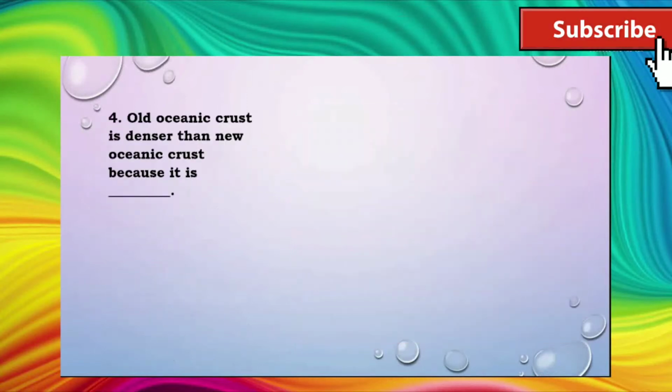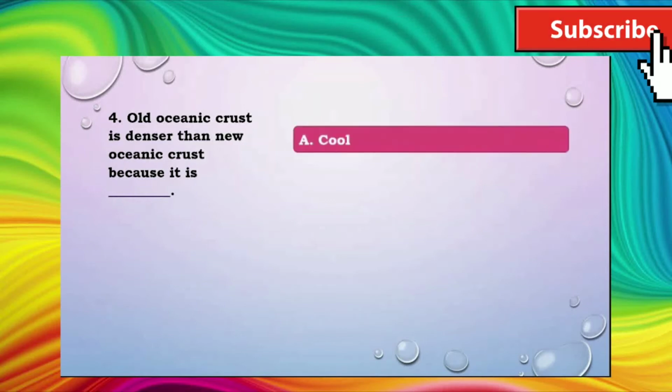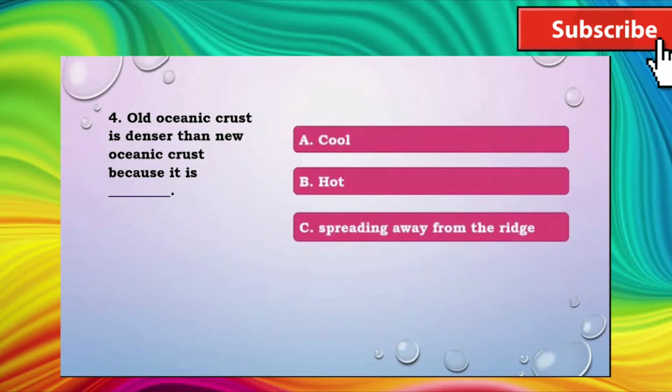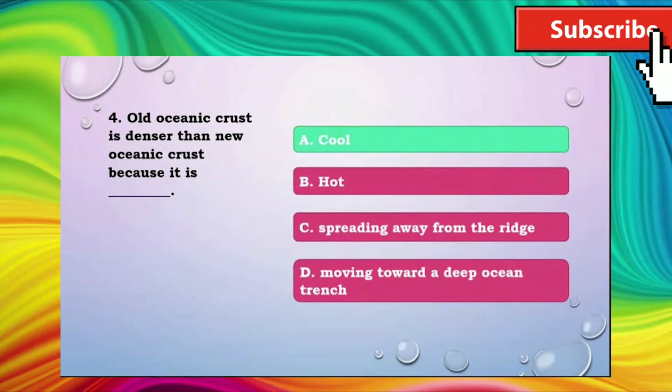Number 4. Old oceanic crust is denser than new oceanic crust because it is blank. A. Cool. B. Hot. C. Spreading away from the ridge. D. Moving toward a deep ocean trench. What's your answer? The answer is letter A. Cool.